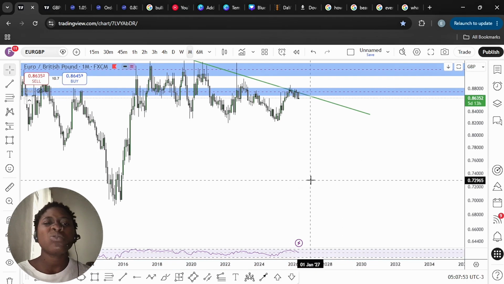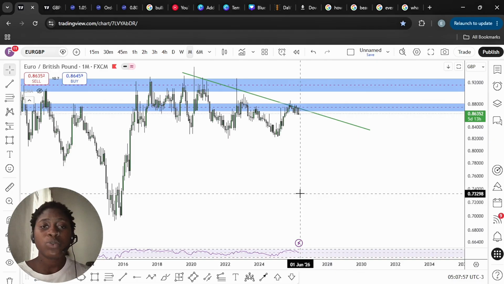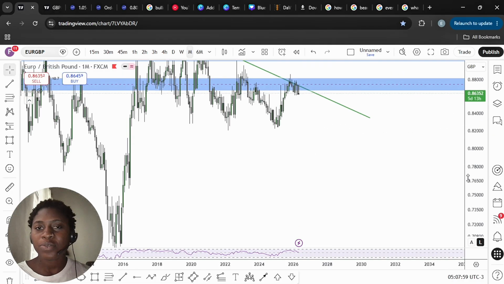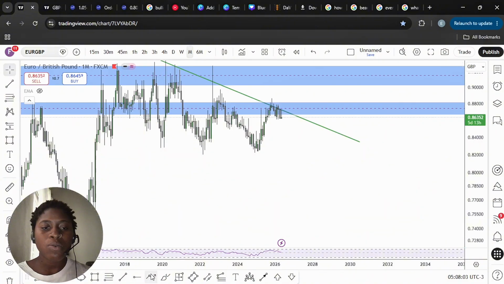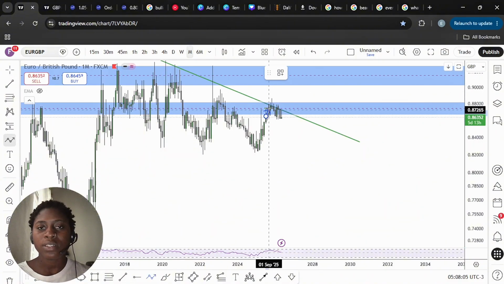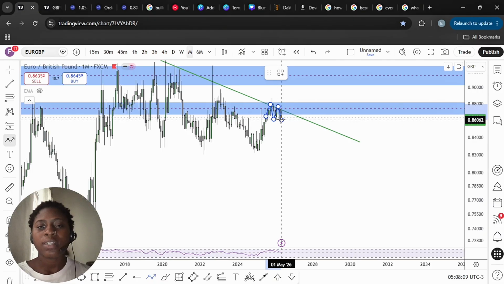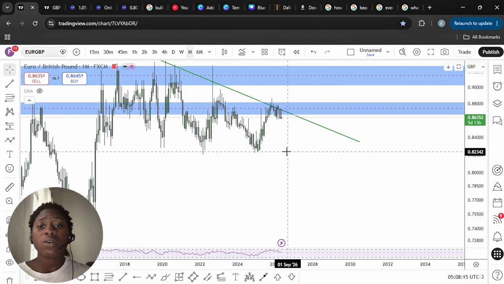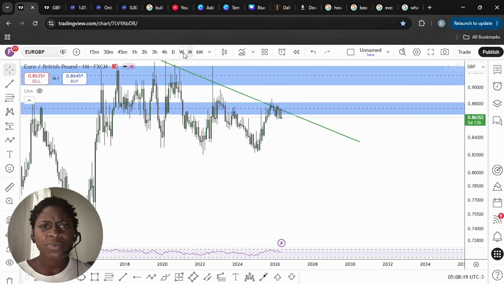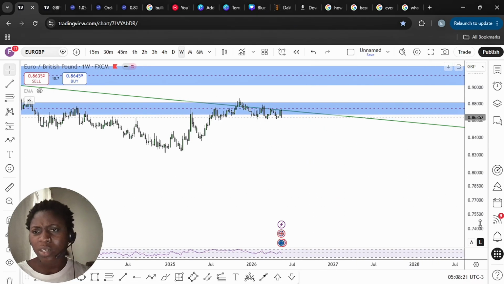So I'm not so sure what price is about to do. But one thing I'm sure about is that price has just made a double top at the resistance here. We see this M shape, and this is a clear sign for reversal in the market. And when it's formed on the higher time frame, it makes it even better. So now let's head back to the weekly time frame.